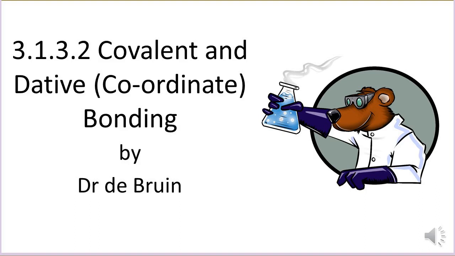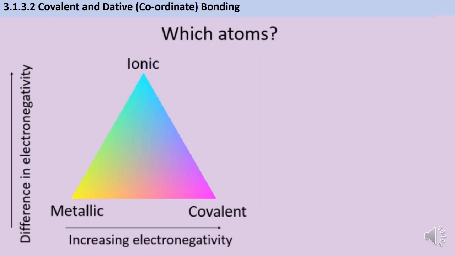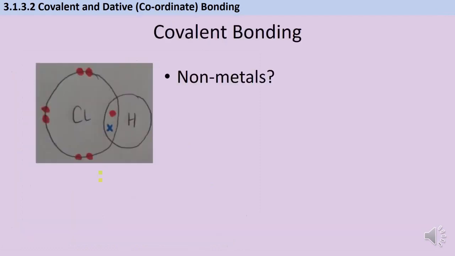This is a video introducing the A-level chemistry topic of covalent bonding, including dative, or it's sometimes called coordinate covalent bonding. As we saw in our introductory video, at GCSE we've had this idea that covalent bonding is something that happens between non-metal atoms, but this is actually a bit of an oversimplification because there aren't really three distinct types of bonding. There's a sort of spectrum where things can be more covalent or more ionic or more metallic.